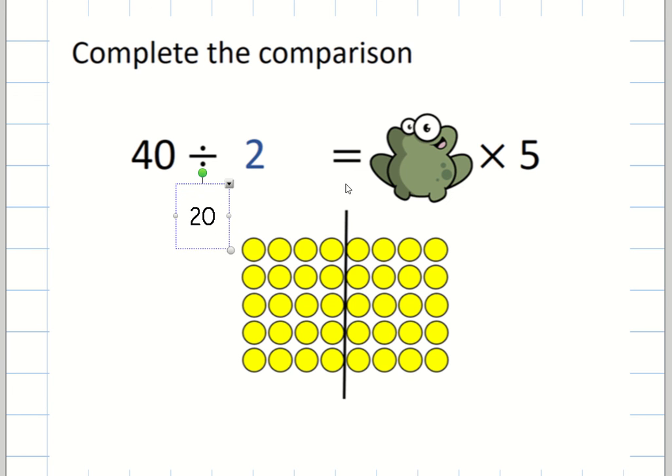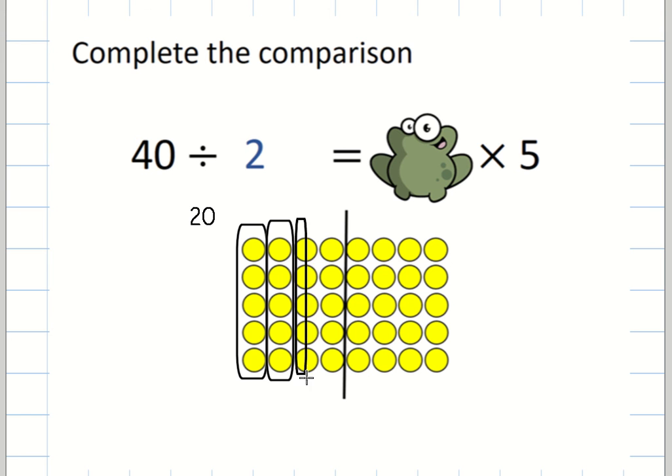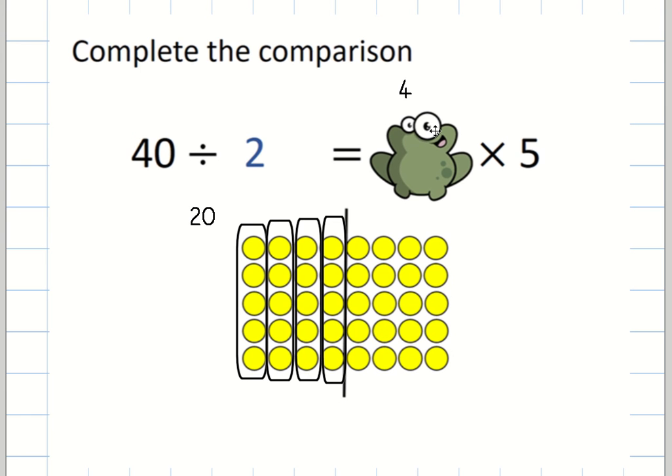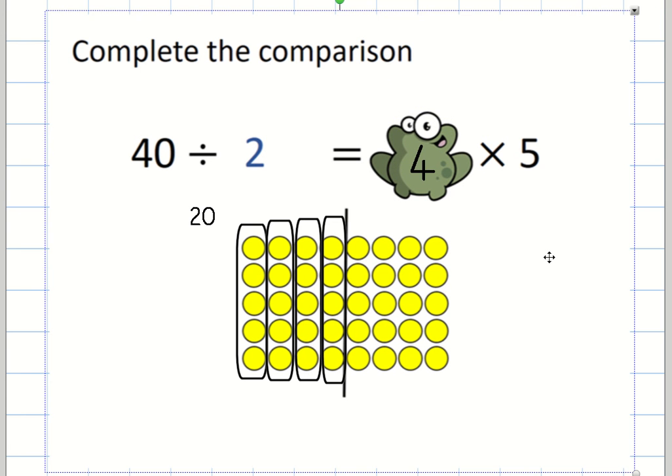And we've been told that that equals how many lots of 5? Now, what you might notice, chestnuts, when you look at this, is if we do this, they're grouped into groups of 5. So, how many groups of 5 do we need to be equivalent to 20? We need, how many? 4. So 4 times 5, which is 20, is equivalent to 40 divided by 2. So he represents 4.